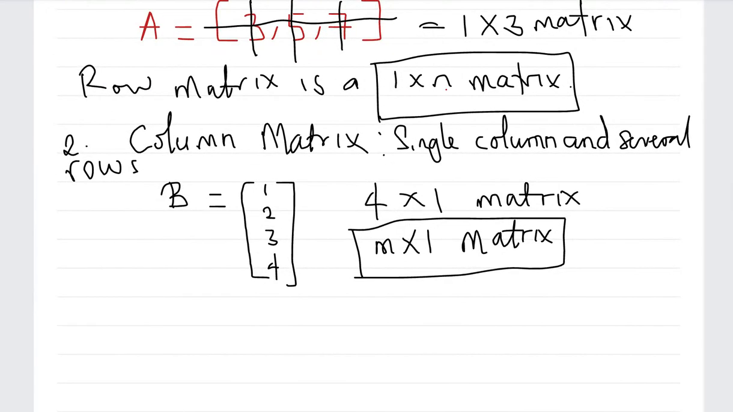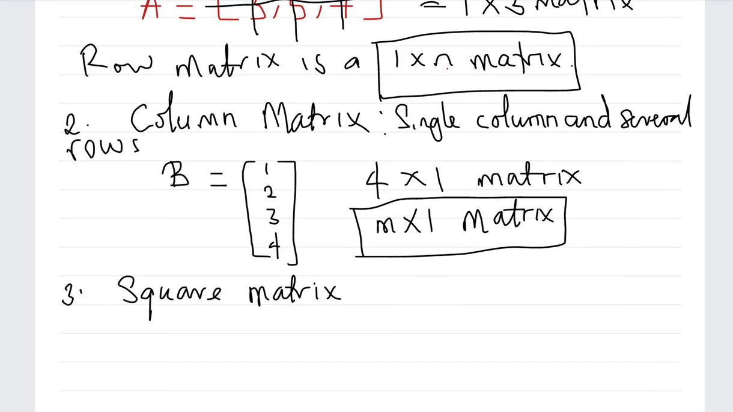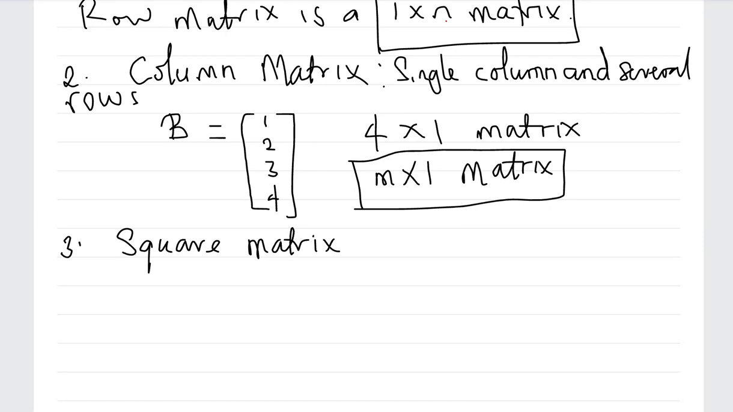All right. Now another type of matrix we have is what we call a square matrix. This is one of the most popular types of matrix. What do we call a square matrix? A square matrix is a matrix with the same number of rows and columns.